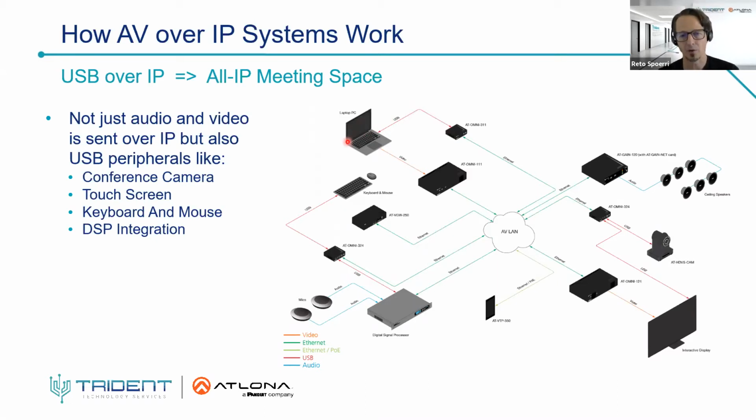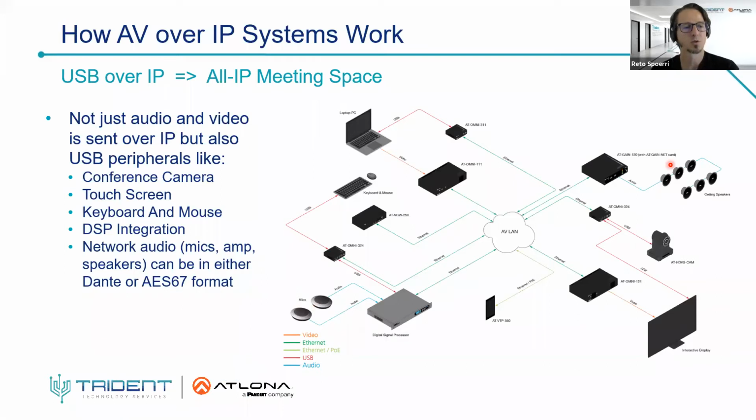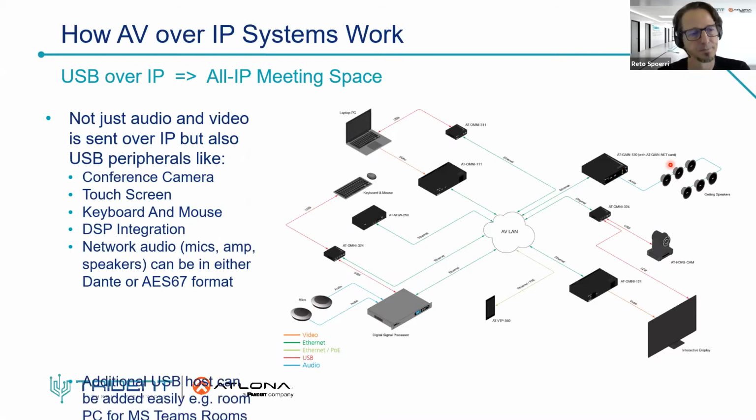It's a very complex audio infrastructure in the room. You have microphones, which can be ceiling microphones or table microphones or front wall microphones, any kind of shape. And the speaker in that case is a proper amplifier with powerful speakers, not just a simple speakerphone. Concerning the network audio, all the microphones, all the amplifiers, all the speakers can be networked audio devices in either Dante protocol or AES-67 format.